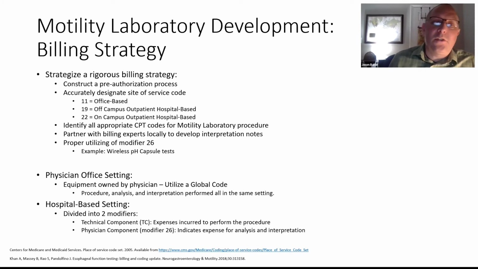So you want to construct a really good pre-authorization process. You want to find out who your top 2 insurers are and work with them to make sure they get all the information they need when you're providing it. And they're willing, if you call them, to provide this information and give you some education on what you may need. They accurately designate your service code. This is basically where it's done. Is it office space? Is it off-campus hospital or on-campus hospital outpatient?